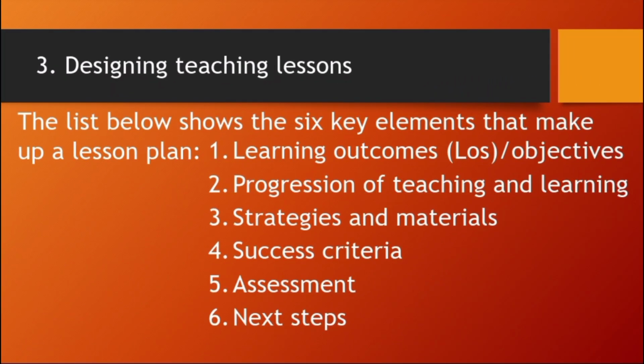First, learning outcomes or objectives: what you want the learners to be able to do by the end of the lesson, by focusing on a set of end results. Second, progression of teaching and learning. Here you list all the activities in which you want your learners to engage, chronologically. Third, strategies and materials. You want to list the strategies that you will use.